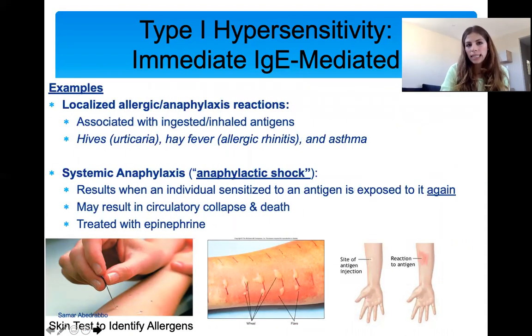Examples of this type of hypersensitivity. So there's localized allergic reactions, and there's systemic. Localized means they're in one area, systemic meaning they're spread throughout your body. And as you can imagine, a localized reaction is much better than a systemic reaction, which can be very dangerous. So examples of localized reactions are hives, hay fever, and asthma. Systemic anaphylaxis is when the reaction starts spreading everywhere, and this is what we see with anaphylactic shock, and we'll talk about these examples right now.